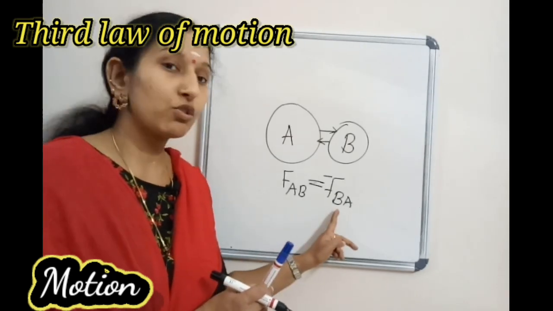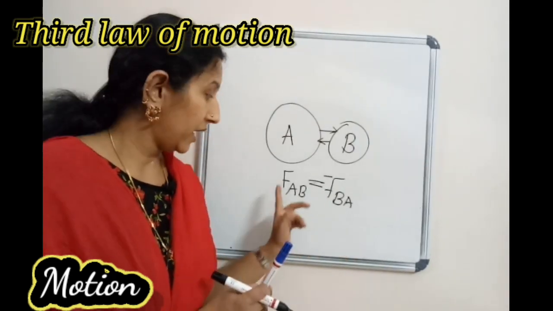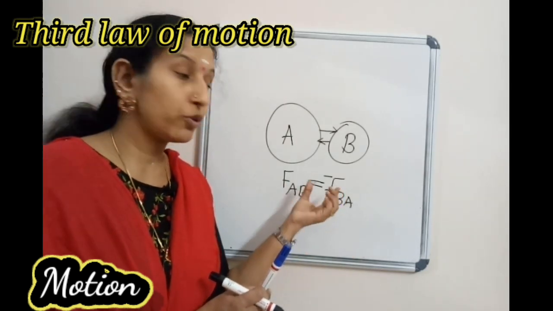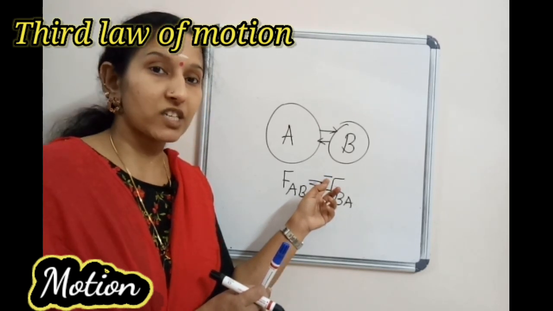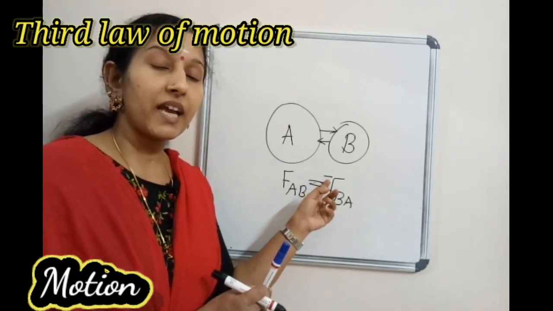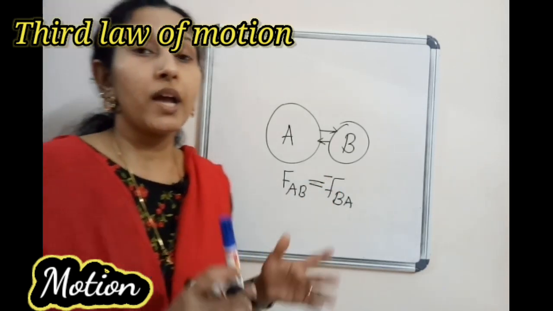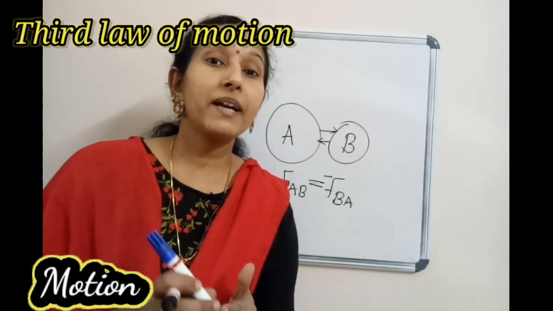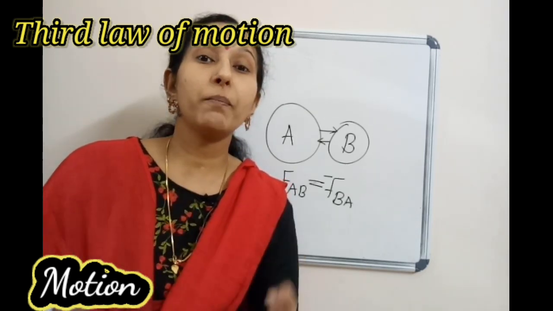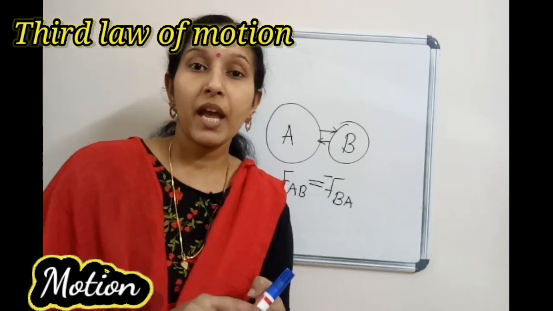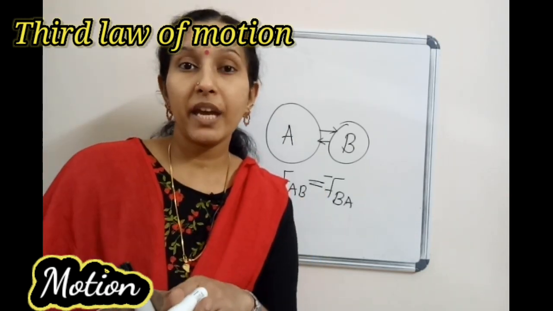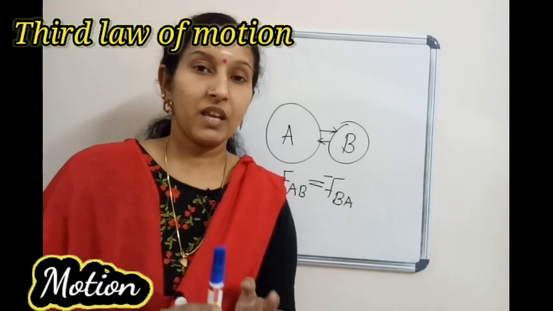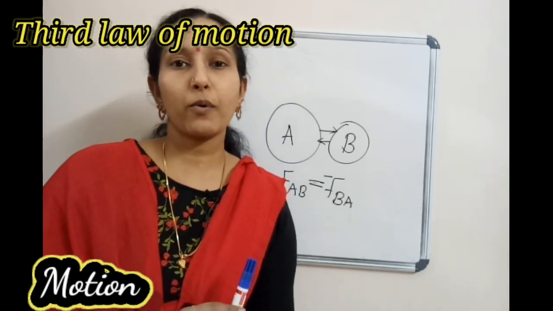So FAB equal to FBA means what? A exerts force on B and B exerts force on A. They are equal in magnitude, but they are opposite in direction. So the negative sign here indicates they are opposite in direction, right? So to every action there is equal and opposite reaction. Their magnitudes are equal, but direction is opposite. If A exerts force on B, B also exerts force on A, and FAB equal to minus FBA, because their directions are different.